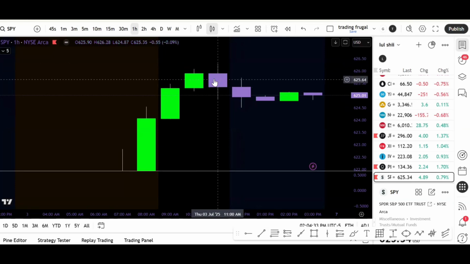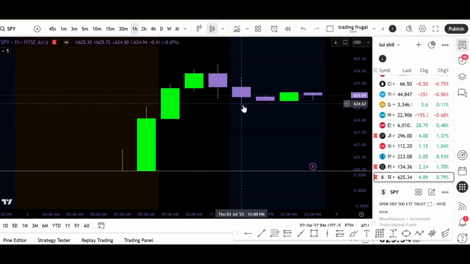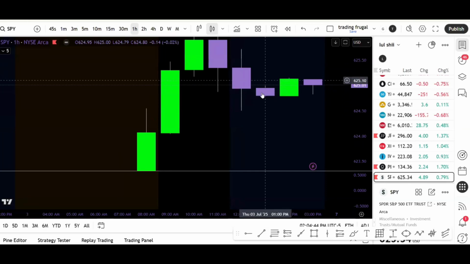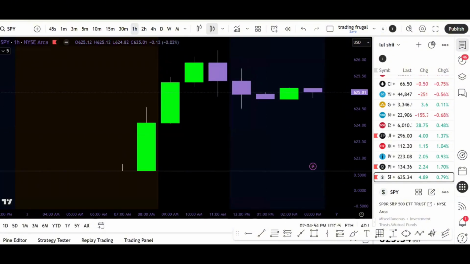So a doji has a small body, and this candle has wicks on both sides. This is also a doji. It has a small body and wicks on both sides. This is also a doji because it has a small body. So doji just means it has a small body and possibly wicks on either side, and the wicks are usually longer than the body because it's indecision. The market is thinking, it doesn't know what it wants to do.